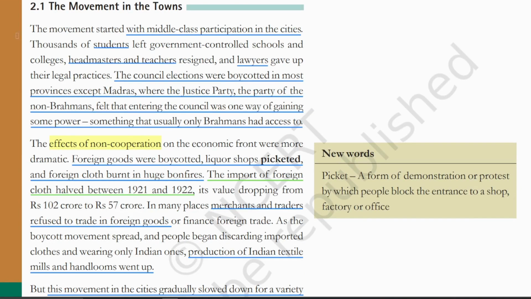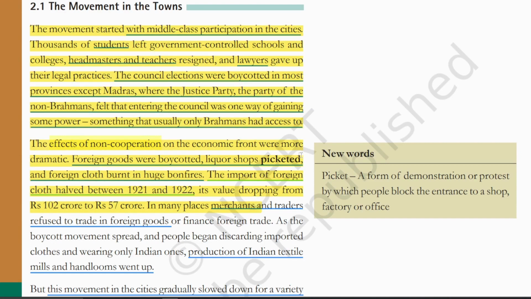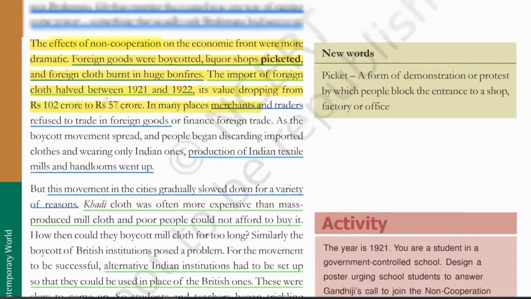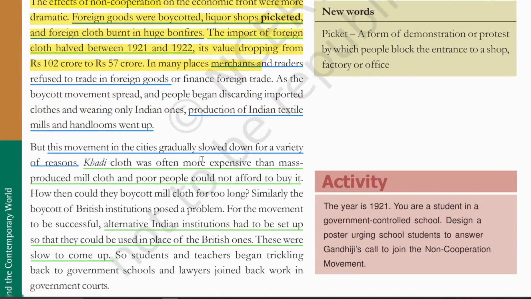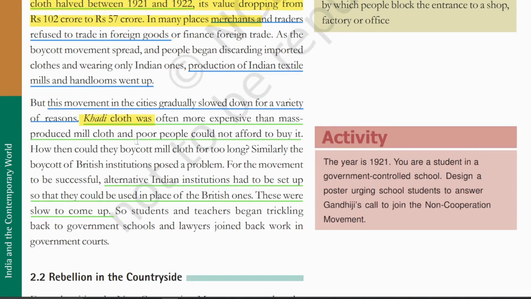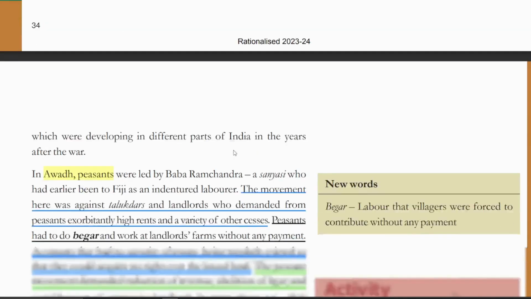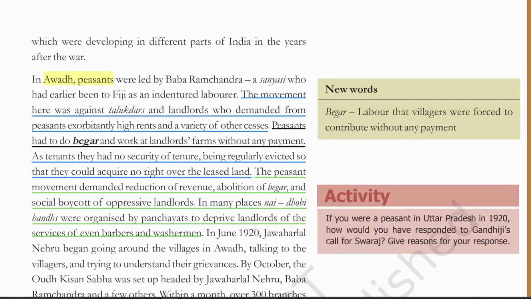Then this is about how different people did different movements. Whatever I've underlined in this part is very important, especially the blue part. Very important. Also about the Khadi cloth and the alternative Indian institutions. In this PDF that I'll give, just read the underlined part and you'll know the answers to most of the questions. It's more than enough, actually.